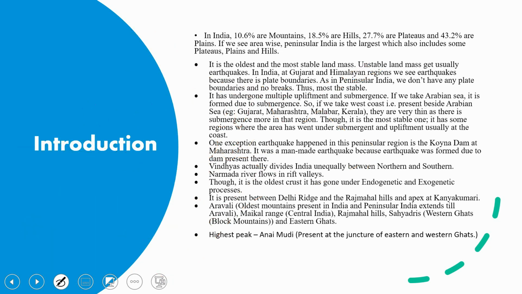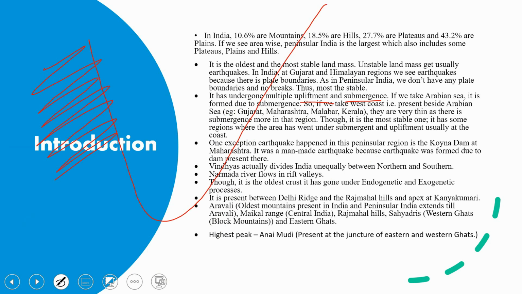So it has undergone multiple upliftment and submergence. The Arabian Sea is formed due to submergence. Our west coast part is formed due to the submergence of the Indian Ocean. Beside the Arabian Sea, Gujarat, Maharashtra, Malabar and Kerala are all present, and they are very thin, as there is more submergence in that area.